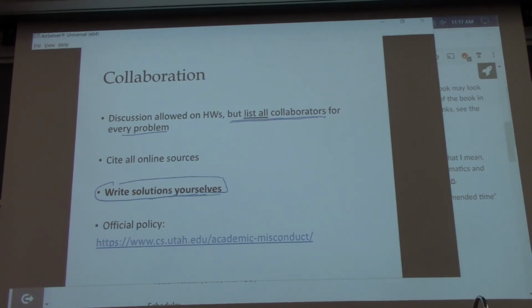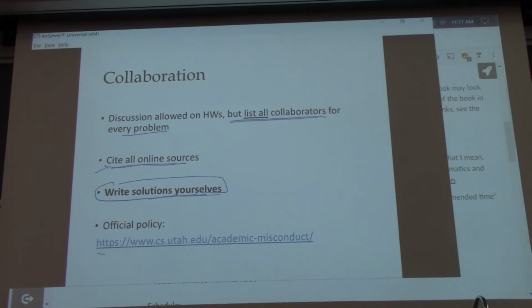So that's the intention. And the same with online sources. You can look up anything, just write down solutions yourself, and cite the sources from which you got. You will find that algorithms courses are there in every university, so you might be able to find solutions for a bunch of problems. So just cite the sources and write down the solution in your own words. There's also an official policy for this, and I'll have the slides up so you will see all of these.